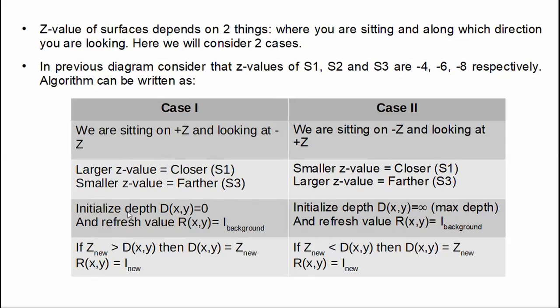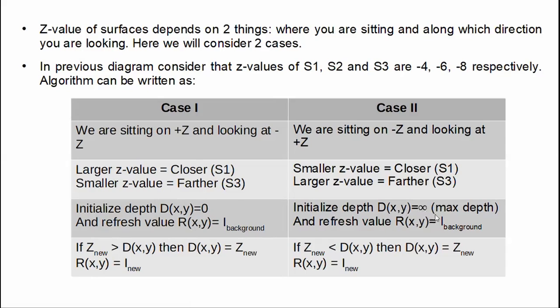Okay, we know that we are going to store the values in two buffers, that is depth buffer or z buffer, and second is the refresh buffer. Okay, so initially the depth at a particular xy level will be set to 0. Initially we will set the value of depth to 0, and the corresponding intensity we will set to the background intensity. So R stands for refresh buffer. Refresh value of this particular pixel xy will be the intensity of the background. And in this case, the initial depth we have to set to the maximum level.